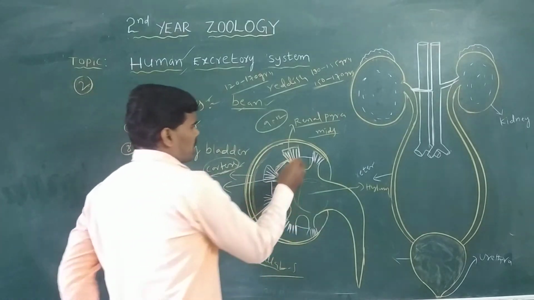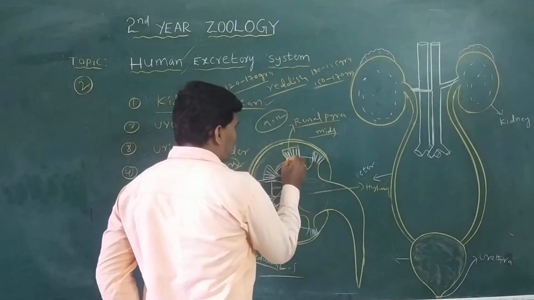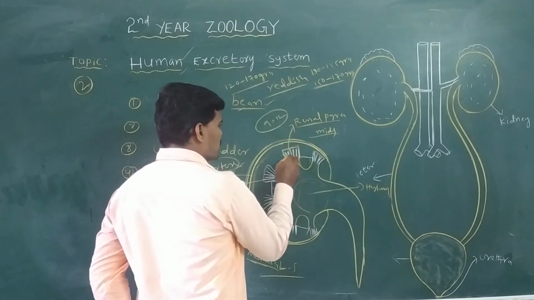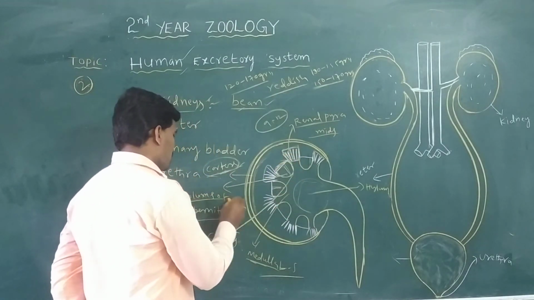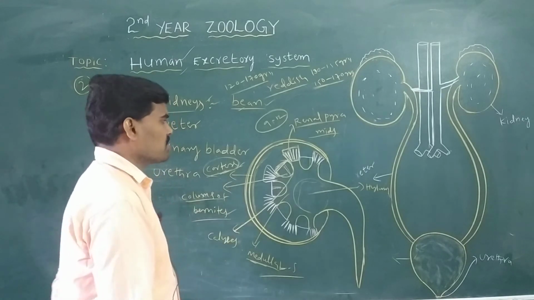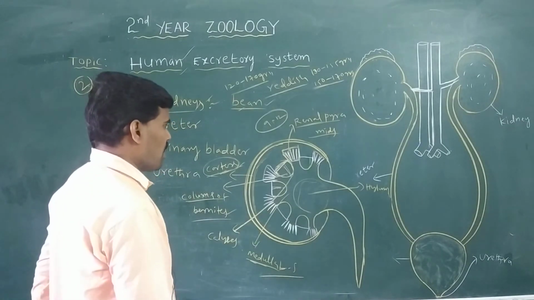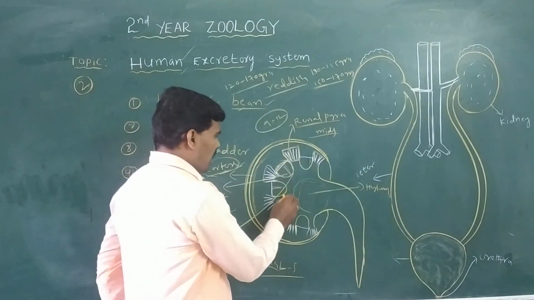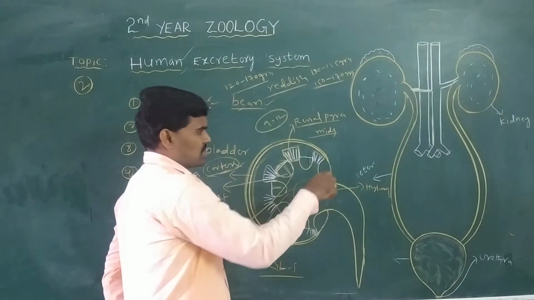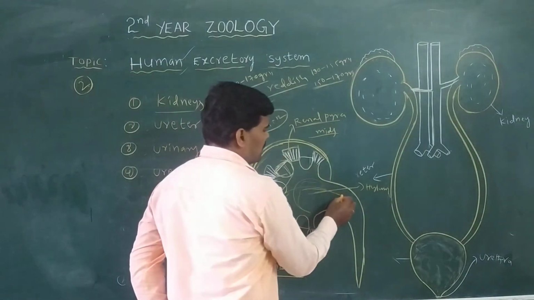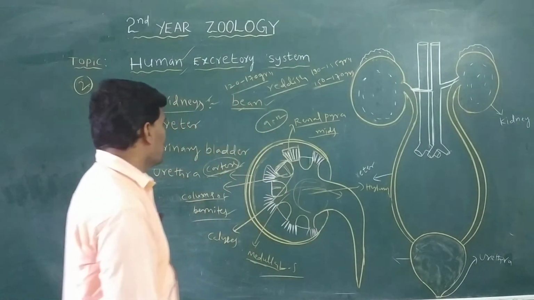They look like flowers. In between the two renal pyramids, the projections are called the columns of Bertini. Each column of Bertini has a number of nephrons. The medulla enters into the notch in the hilum part, and next the medulla enters the nephrons.